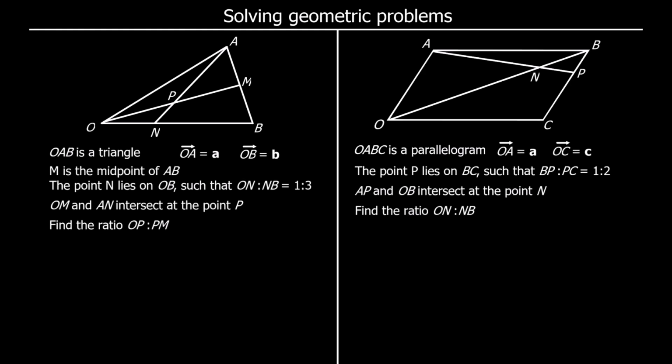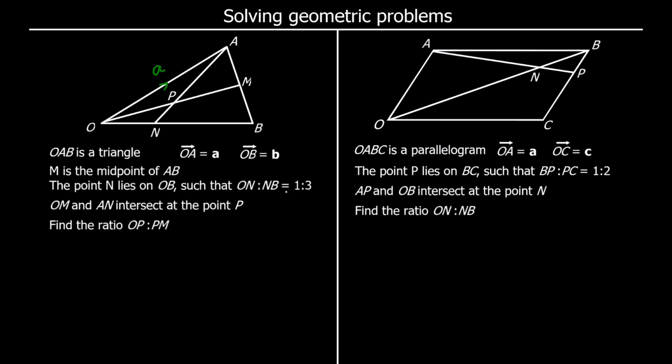In this video, we're going to be solving geometric problems. Here we have a vectors and shape question. OAB is a triangle. O to A is called A. O to B is called B. M is the midpoint of AB. N lies on OB, such that O to N to B is 1 to 3.